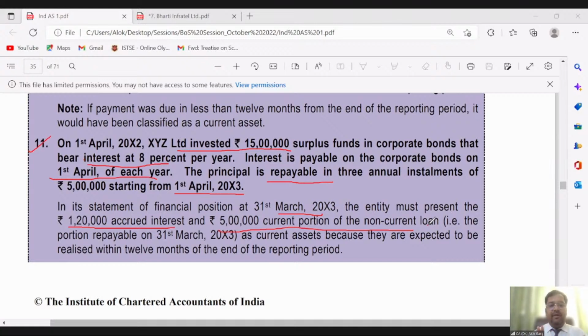I hope it is clear to everyone. Why? Because the 10 lakh rupees has to be received, 5 lakh on 1st April 2004 and 5 lakh on 1st April 2005. So it is beyond 12 months from the reporting date, which is 31st March 2003. I hope it is clear to all of you. Is it clear? Okay. Let's move forward.